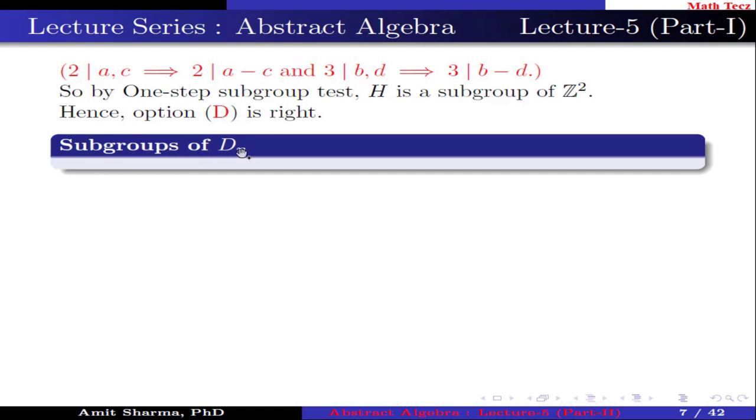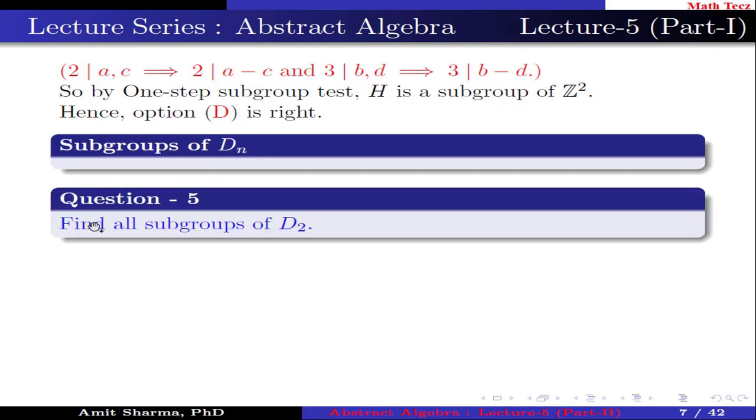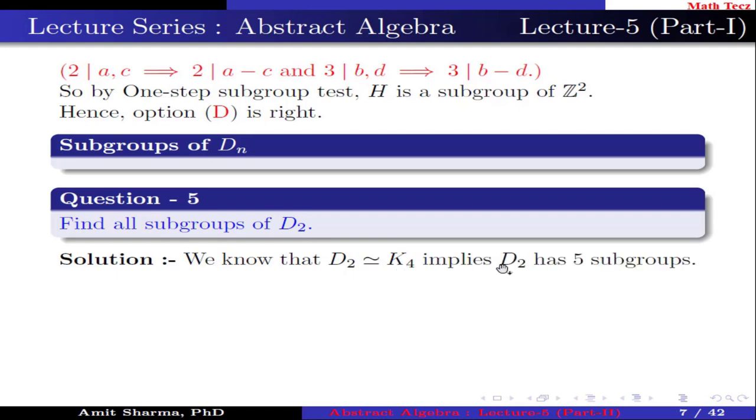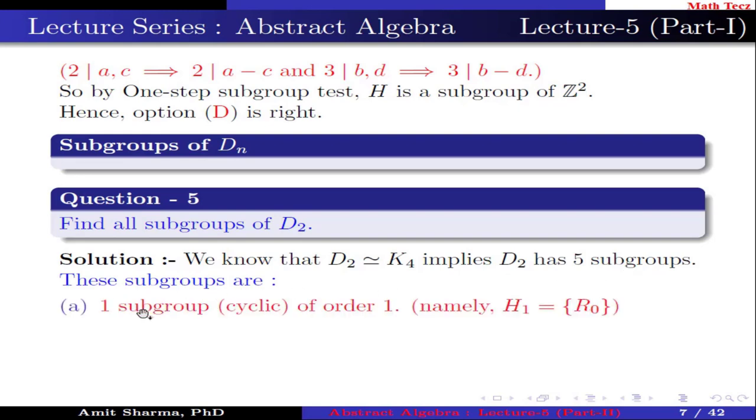Subgroups of Dn. Question number 5. Find all subgroups of D2. We know that D2 is isomorphic to K4, which implies D2 has 5 subgroups. These subgroups are: one subgroup which is cyclic of order 1, and the subgroup is H1 equal to {R0}.